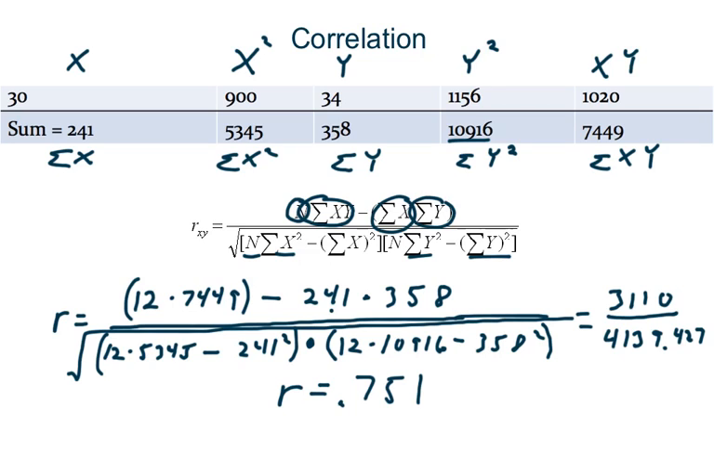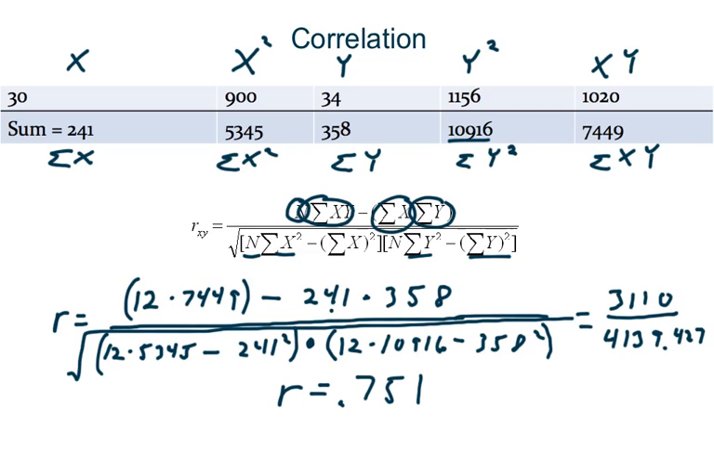Is this R a positive or a negative correlation? Well, hopefully you said positive because there's no negative sign there. Is it weak? Is it medium? Is it strong? Well, 0.75 is actually pretty strong. It's much closer to 1 than it is to 0.